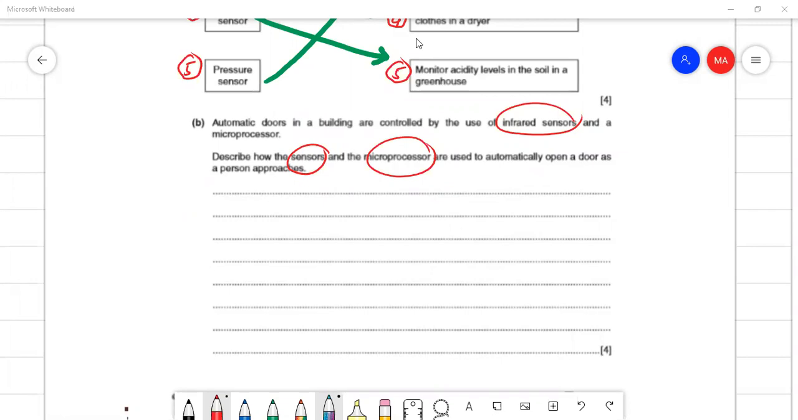Now, is that clear to all of you? Is it clear to all of you? Yes, beta.